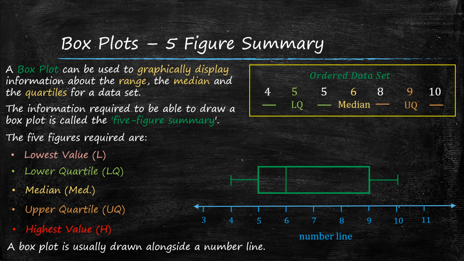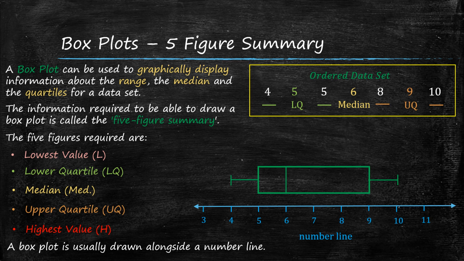So let's take a look at an example. Let's take an ordered data set, and the ordered data set we have here is 4, 5, 5, 6, 8, 9, 10. Now the median, you'll recall, is the middle value of an ordered list of data. The middle value for our data set here is the value 6, so 6 is our median. And the median splits the data set into two halves: a lower half of data, shown by the light green lines, and an upper half of the data, shown by the orange lines.